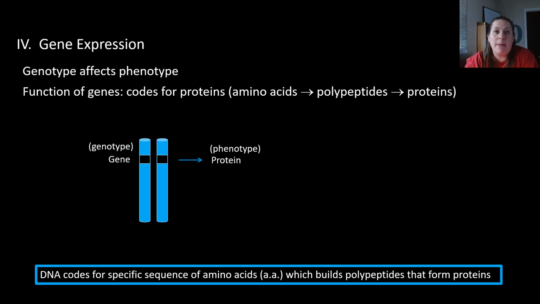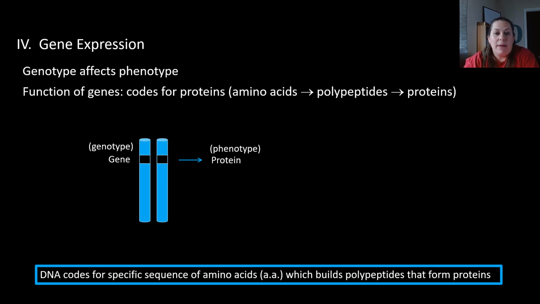All right, so this brings us to gene expression. This is where the genotype affects the phenotype. Remember, your genetics, those letters, affect what we see, the physical appearance. Now, the function of your genes is to code for a protein. Remember that this is going to be where they make the amino acid chain. That chain folds into a polypeptide and then ultimately into a protein. We talked about that back in the chemistry chapter as well.